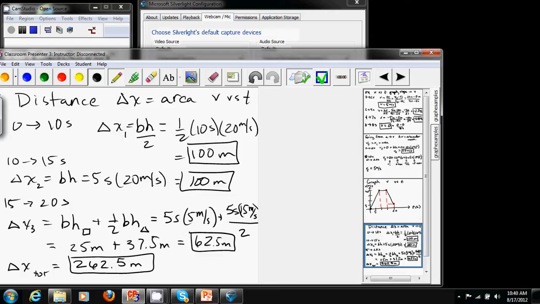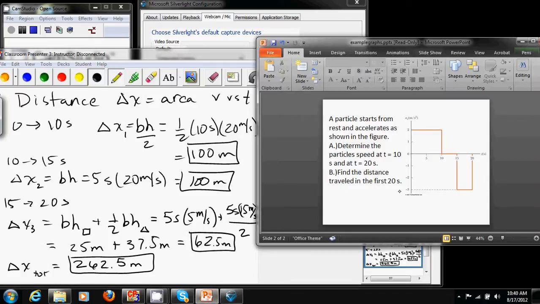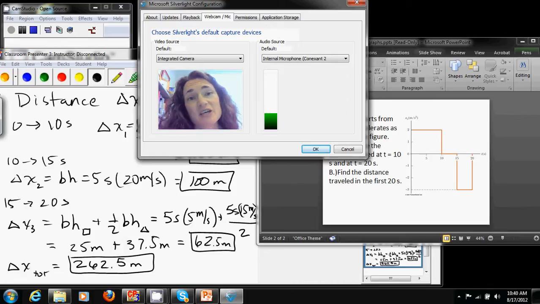Now if I want the total displacement between 0 and 20 seconds, then I have to sum all these up. 100 plus 100 plus 62.5 gives me a total displacement of 262.5 meters, and that's going to be my total distance traveled in that first 20 seconds. So that solves the whole problem for you. So hopefully that helps you understand how to go backwards and use the area under the curves on acceleration versus time and velocity versus time graphs to find your velocity and displacement.